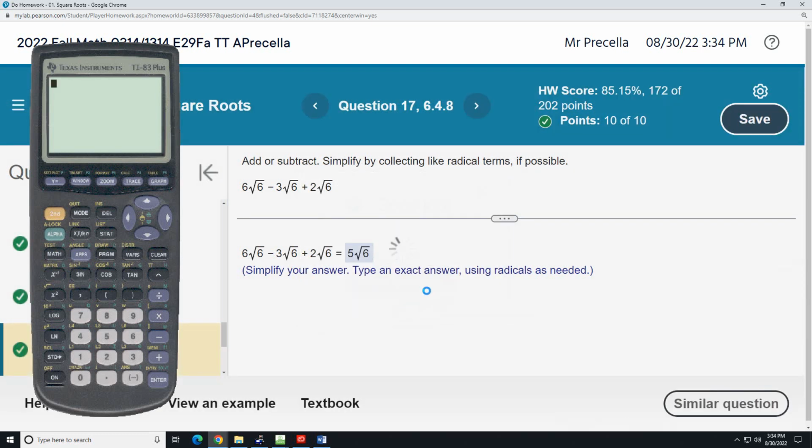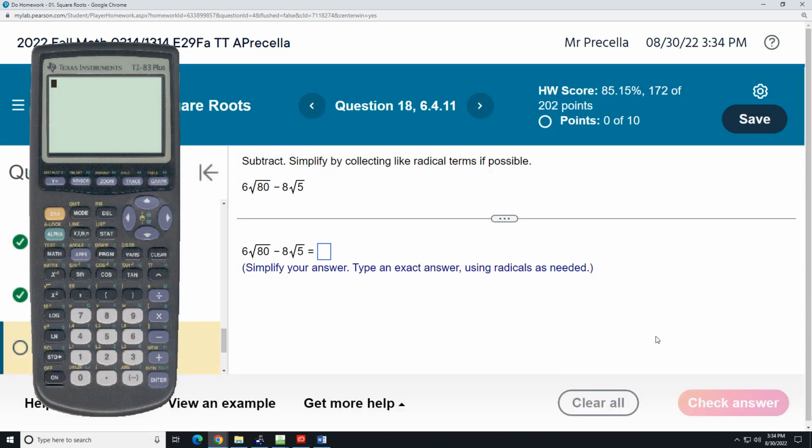Look at this one. The way math builds on itself. 6 square root of 80 minus 8 square root of 5. Well, at first glance, you don't get the option of "can't be simplified." They don't give you that choice. At first glance, I would think, oh, they don't have the same number under the square root. But wait a minute, something we did earlier.